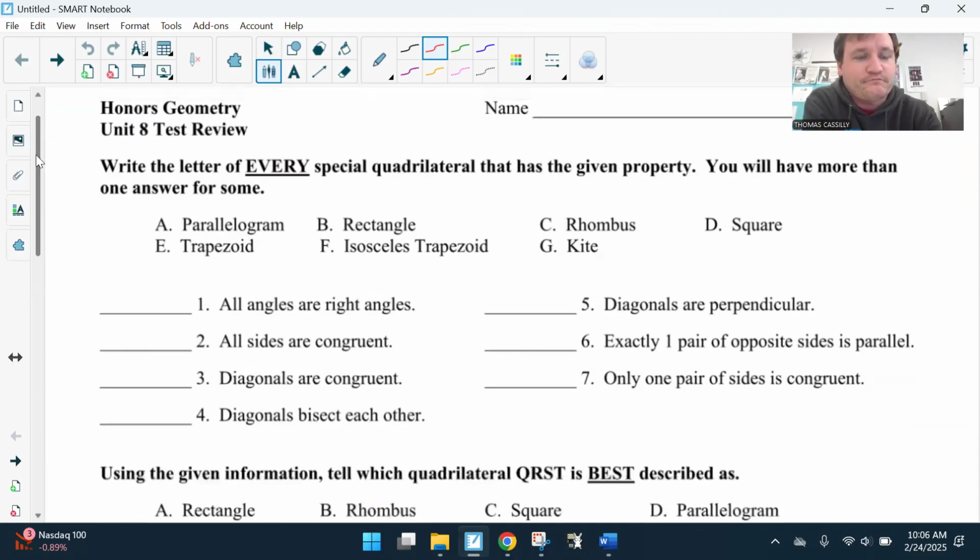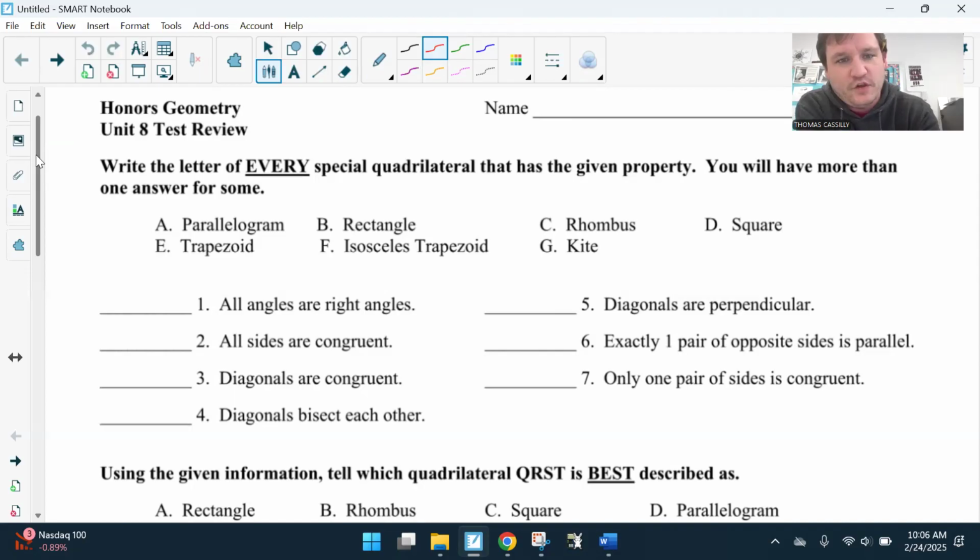Let's get to it. Write the letter of every special quadrilateral that has the given property. You'll have more than one answer for some of these. What does that mean? Well, if I look at number 1, all angles are right angles. So this unit is going to be a lot of remembering properties of all of the shapes, right? The algebra here is not too bad. But there's a lot of stuff to remember, and I think that's what makes this unit a little bit difficult sometimes.